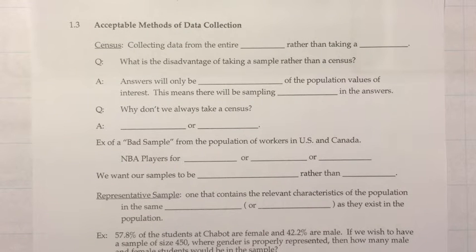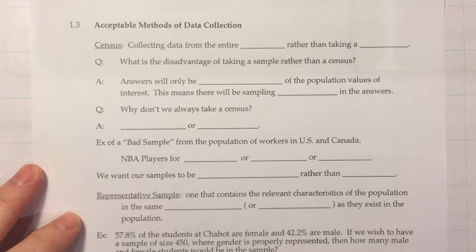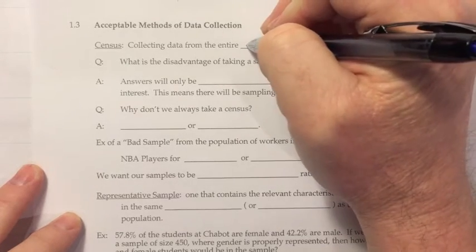Section 1.3, Acceptable Methods of Data Collection. So one way that you could collect data would be a census. That's collecting data from the entire population rather than taking a sample.